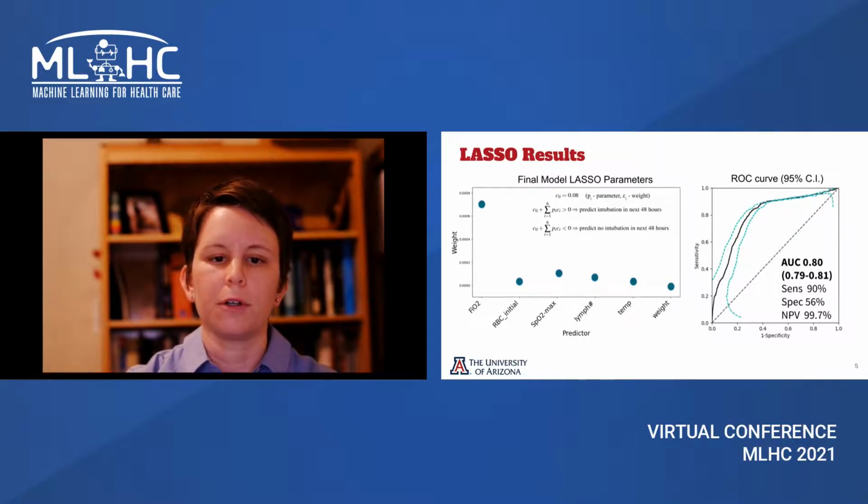The receiver operating characteristic curve shown at the right achieved an area under the curve of 0.8 and a negative predictive value of 99.7%, indicating a very low rate of under triage.